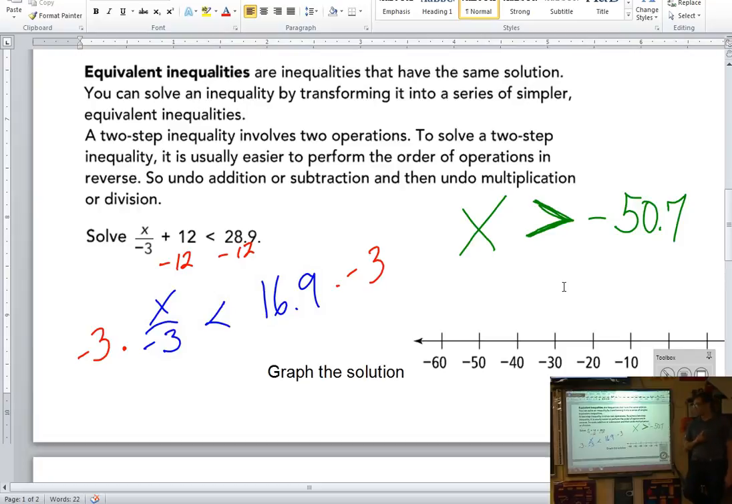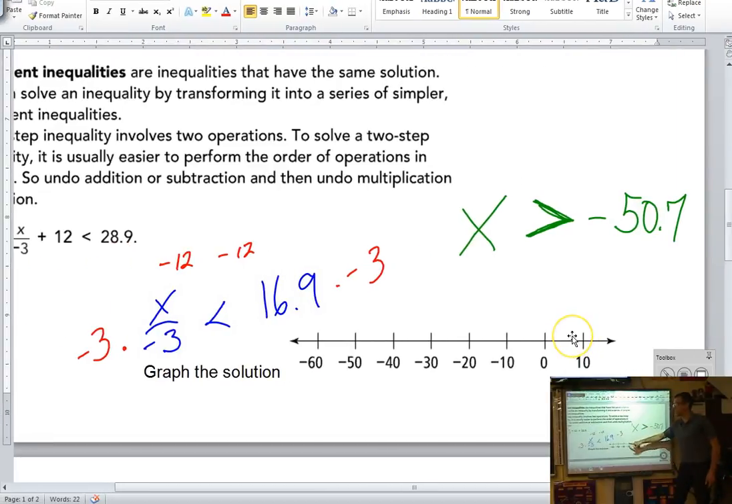Now, we are asked to graph this. So, when we go to graph this, graphing is not difficult. You just have to slow yourself down. First thing we do is just draw a circle. And it doesn't even have to be a perfect circle.